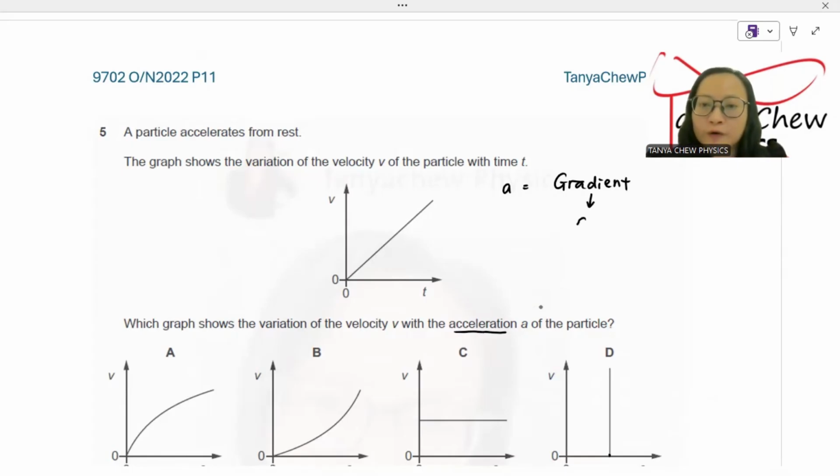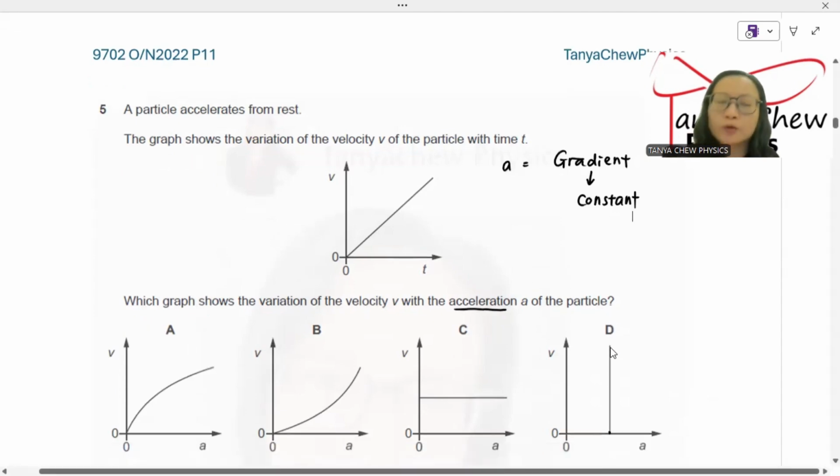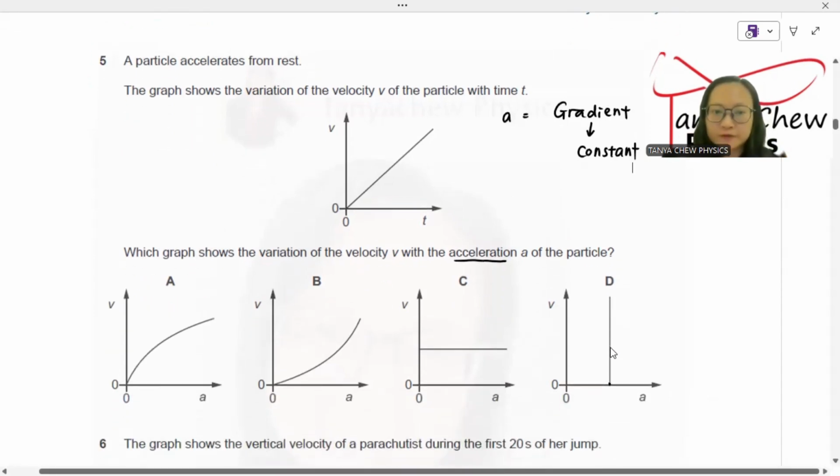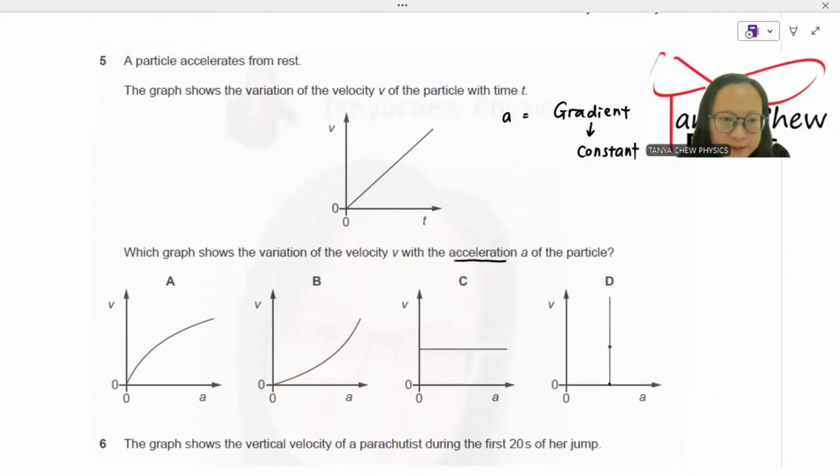Therefore, the gradient of the graph is always constant. A straight line graph or linear graph will give you a constant gradient, right? That also means that acceleration is constant. So we have to see here, A, it means that the velocity increases, acceleration is also increasing.